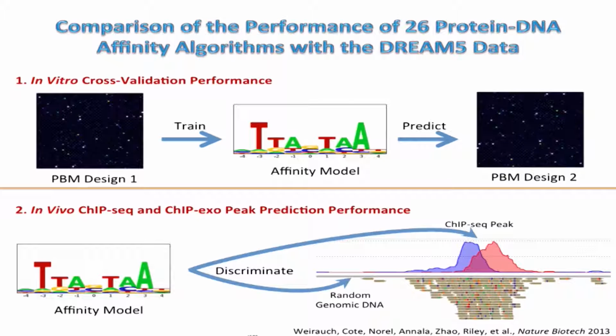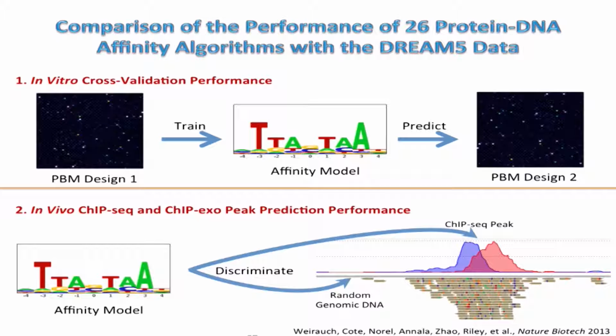The first part is the in vitro cross validation performance study, where there were two PBM designs, and the difference between the designs is that the probe sequences are different. You would train on one PBM design, build your affinity model, and then using this affinity model, you predict the probe intensity of the second design, which was held out. You didn't know the intensities of the second design. All you had were the probe sequences.